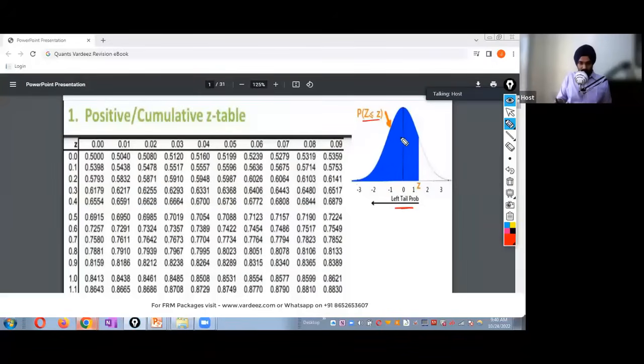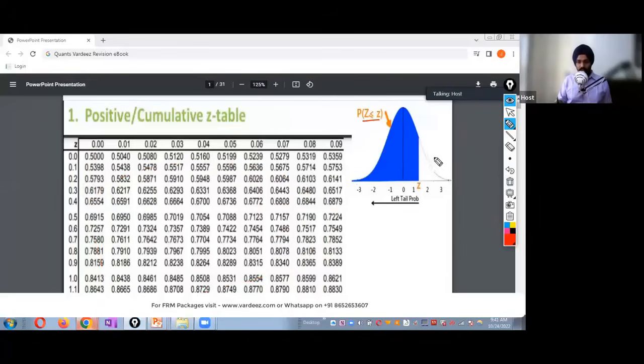So this blue curve that you see here, this entire shaded region, means that all the Z values are to the left. That means it's a left tail probability. All the values inside the table that you see are to the left of the Z value, or to the left of the distribution. That is what these tables tell.